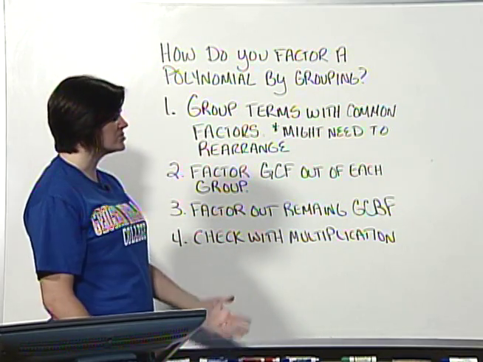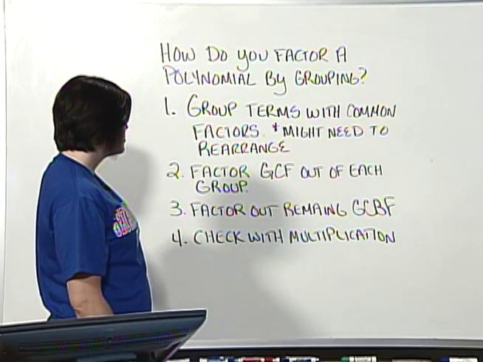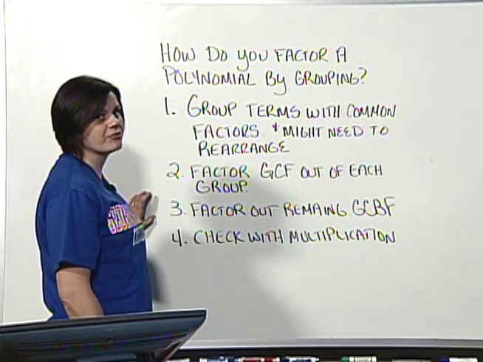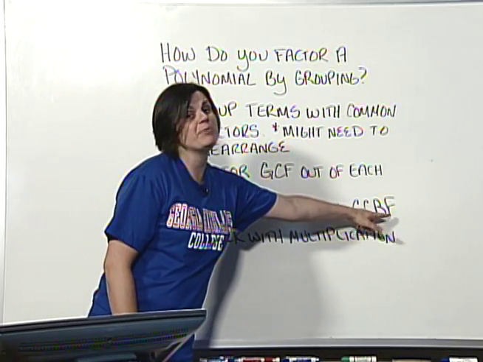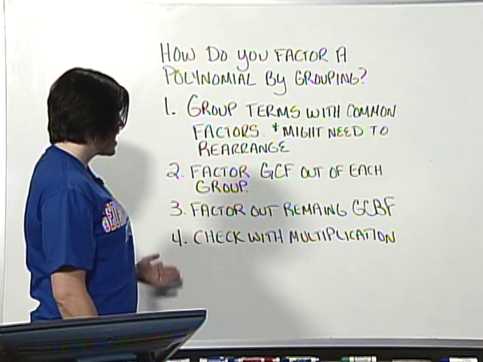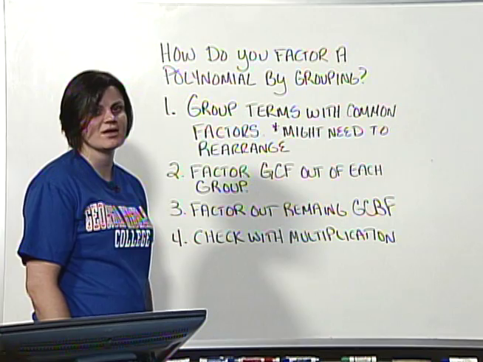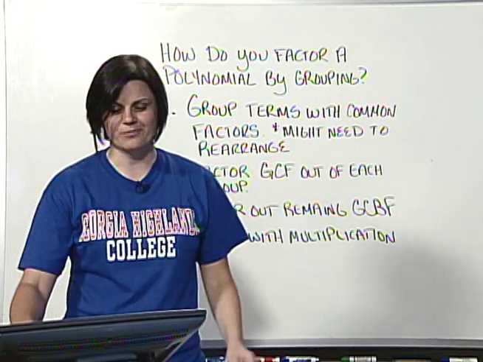Secondly, you'll factor out the GCF out of each group. Third, you'll factor out the remaining GCBF, which is greatest common binomial factor. And then finally, you'll end up checking it with multiplication. Let's take a look at an example.